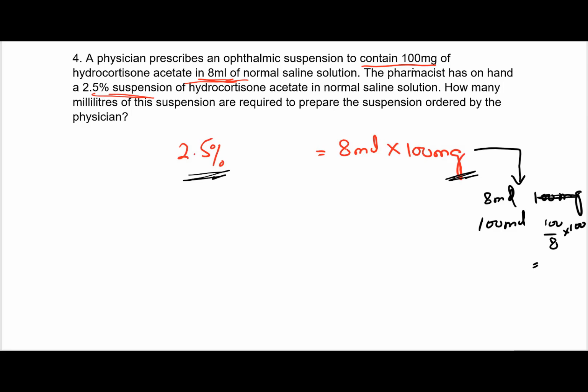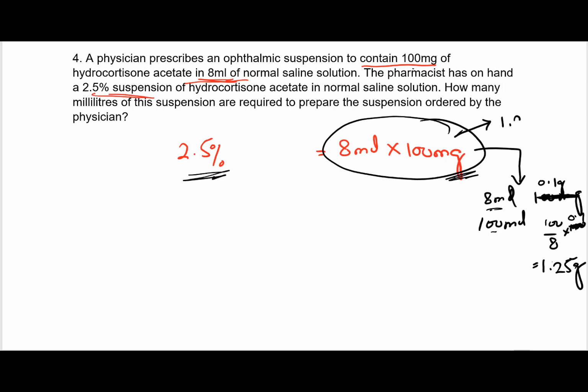Sorry, this should be 0.1 grams because percentage is grams per 100 ml. So I know the solution which I have to make contains 8 mils. In 8 mils, it needs to have 0.1 grams. So 100 mils will have 1.25 grams. So that means the percentage of the solution which I have to make is 1.25%.